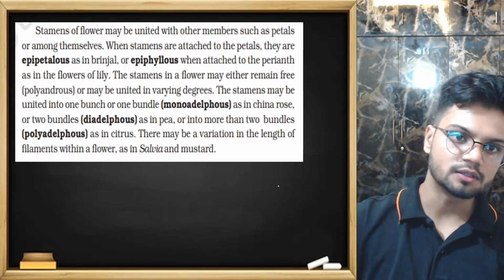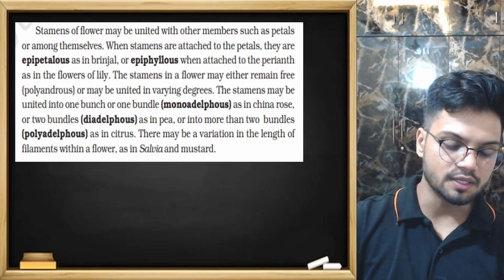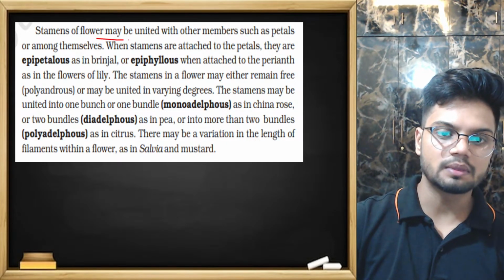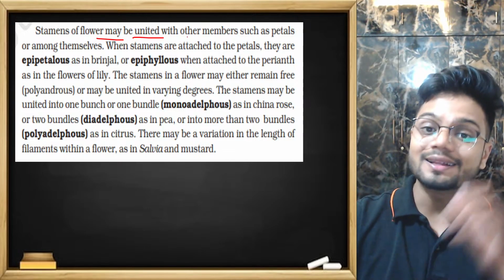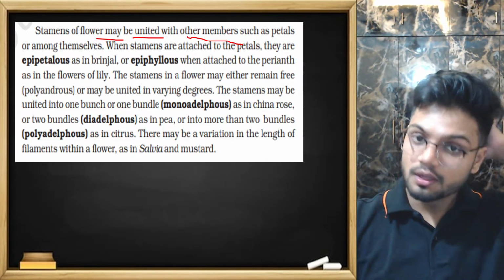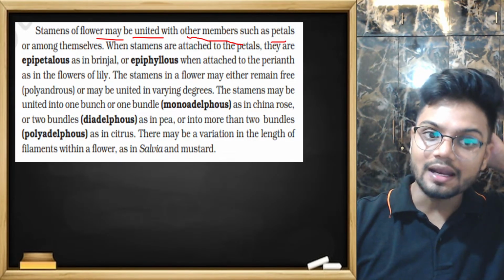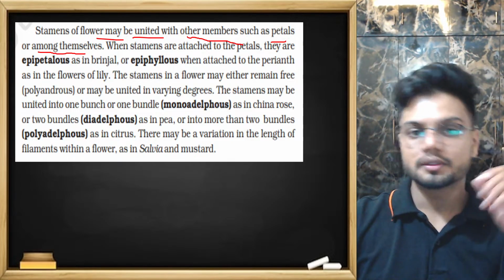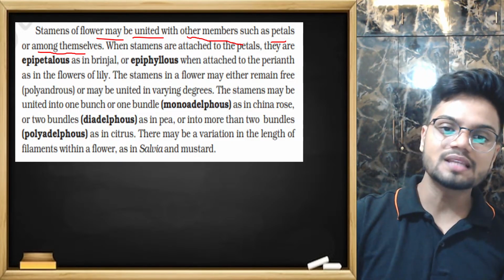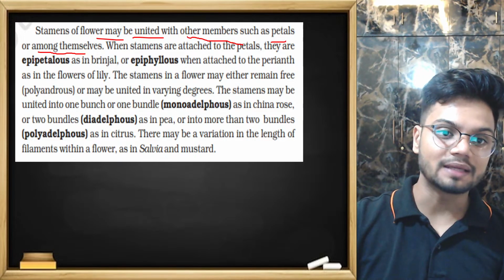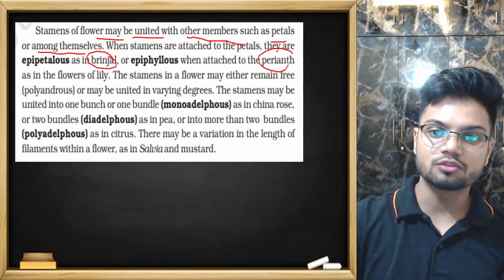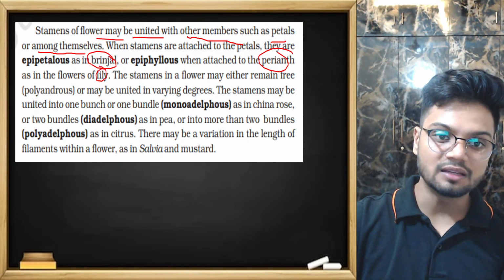Let's read the NCERT lines here. If you read NCERT, it is very easy. Stamens of the flower may be united with other members, such as petals, that is adhesion, and among themselves is cohesion, that is adelphous condition. When stamens attach to the petal, they are called epipetalous condition. Example is brinjal. Epiphyllous condition is attached to the perianth or tepal, example is lily.